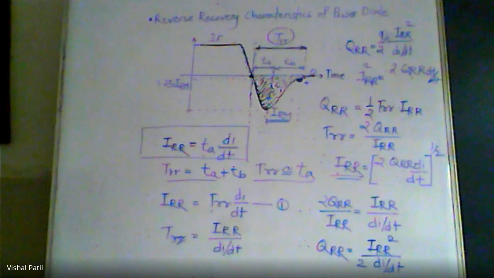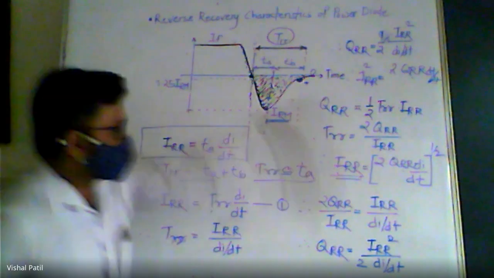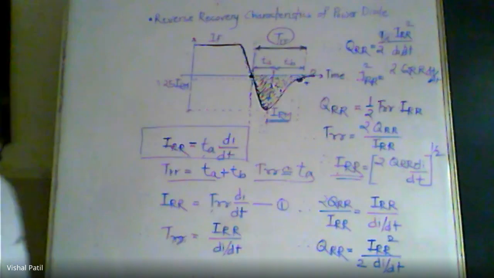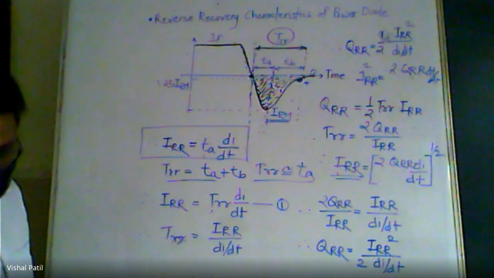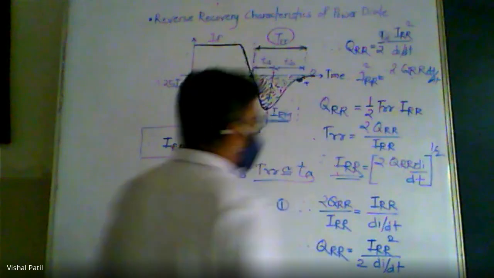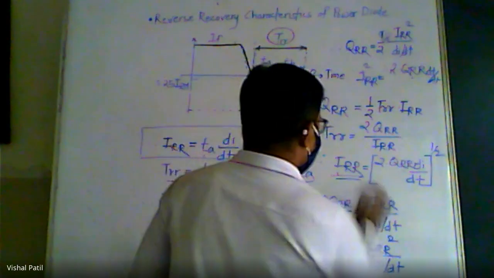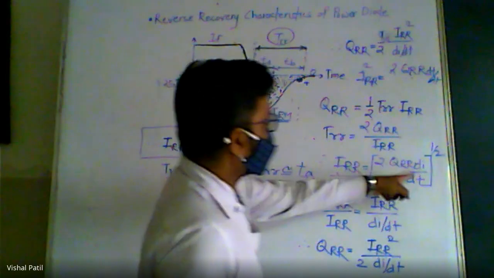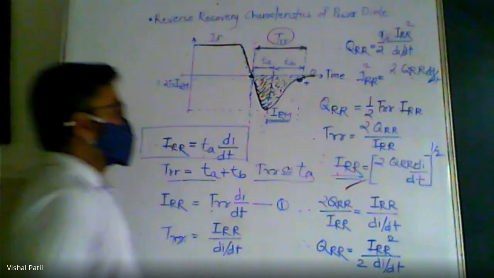Obviously, I have a presentation wherein you will see these equations in sequence, so you may not get the correct steps here, but you can just see which expressions we are getting. This expression is important: IRR is equal to the square root of 2QRR times its square.